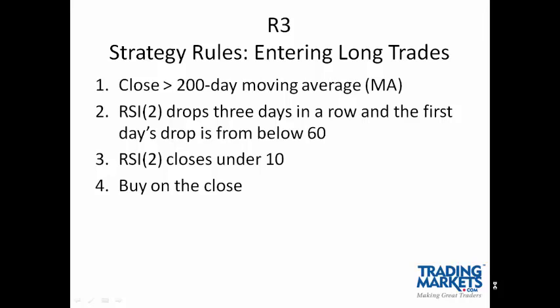By identifying ETFs that are above their 200-day moving average, we find ETFs in long-term uptrends. When the RSI-2 drops for 3 days in a row, we've identified a short-term downtrend. And this will be clearer when we provide an example, but we want all 3 of those drops to occur below the 60 level. And as I said, we'll have an example to highlight this. When the two-period RSI closes under 10, the ETF is a buy, and trades should be entered on the close that day.